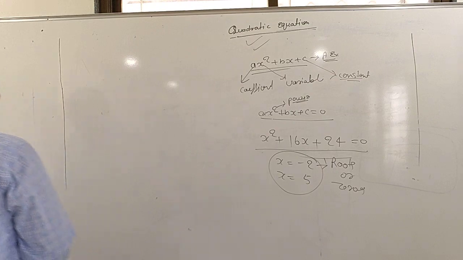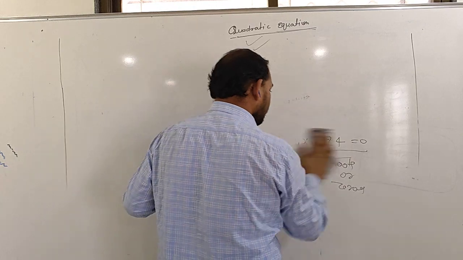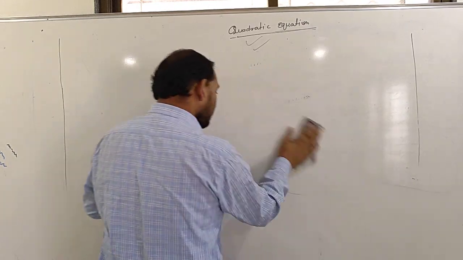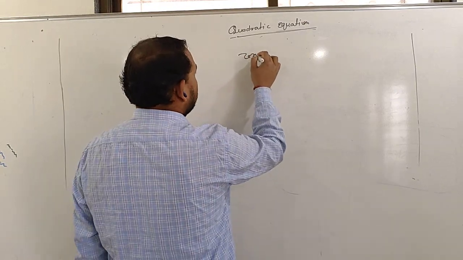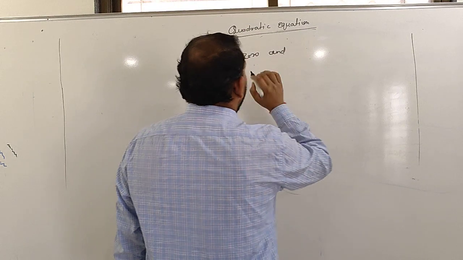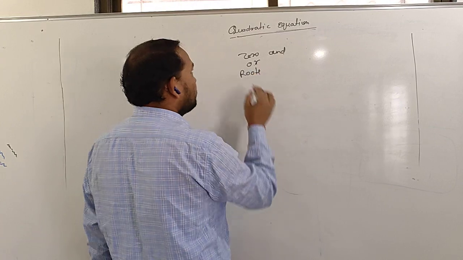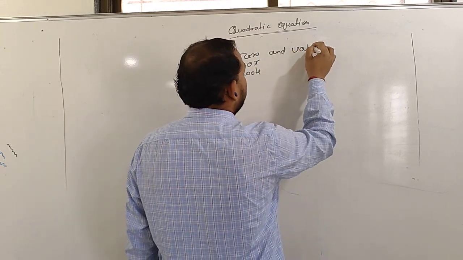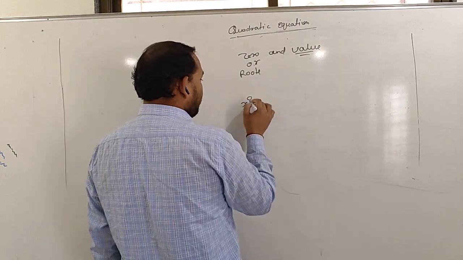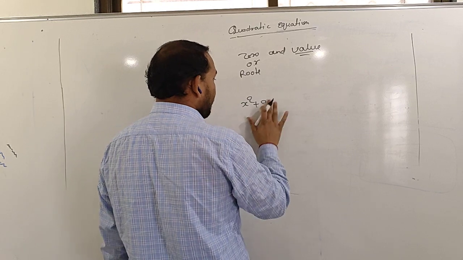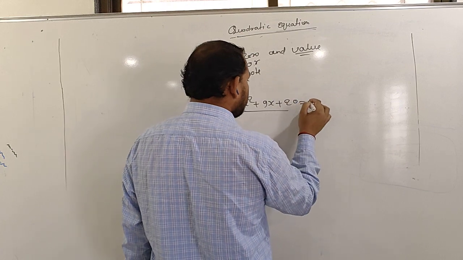Now we understand the difference between zero and value. First we understand the difference between zero and value. A zero is also named the root of the quadratic expression. Zero and value of the expression. Let's take an example: x square plus 9x plus 20 equal to 0.